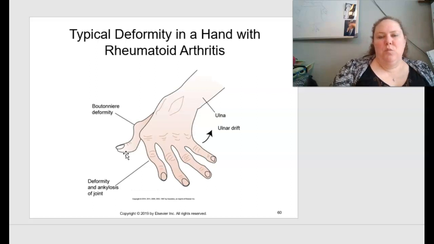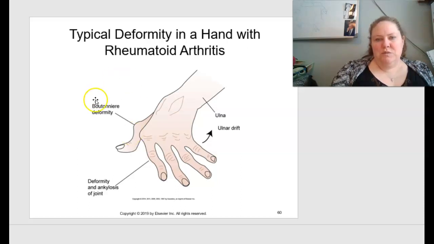This is figure 9.14, and this is the typical deformity that is seen in a hand with rheumatoid arthritis. Okay, you have your boutonniere deformity, that is the location of your ulna. You can have a linear drift off to the side. Then you can have the deformity and ankylosis of the joint that occurs.